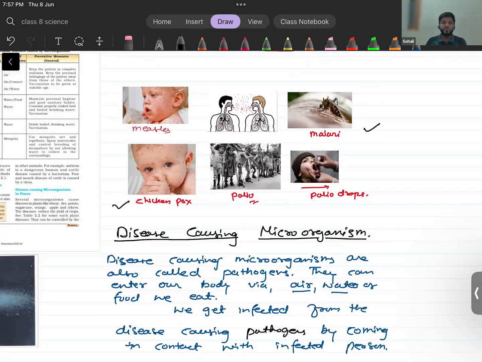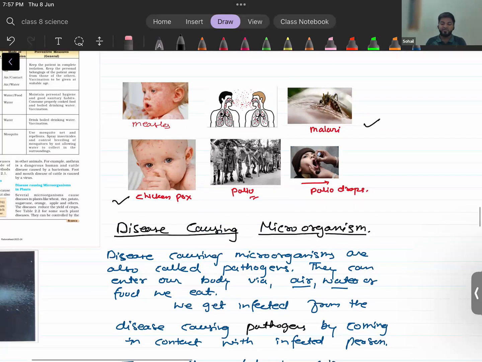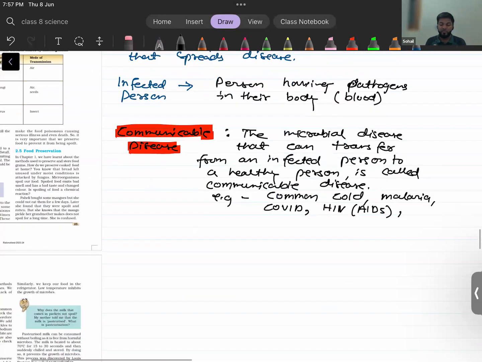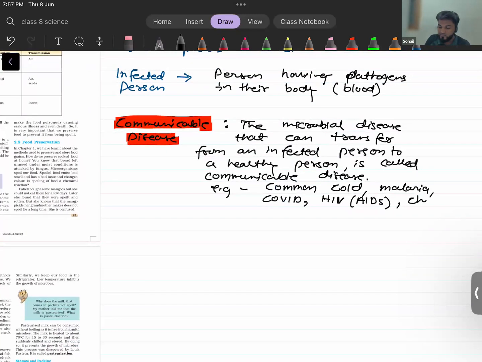So chicken pox is also a communicable disease. That's why it is advised to maintain a safe distance from a person suffering from chicken pox. All right, guys.